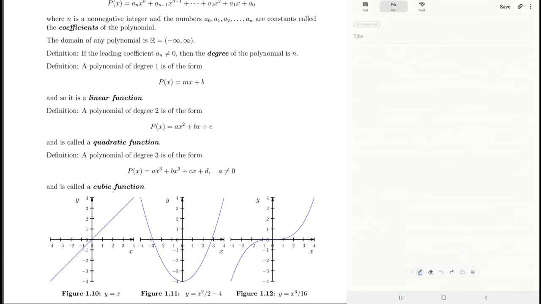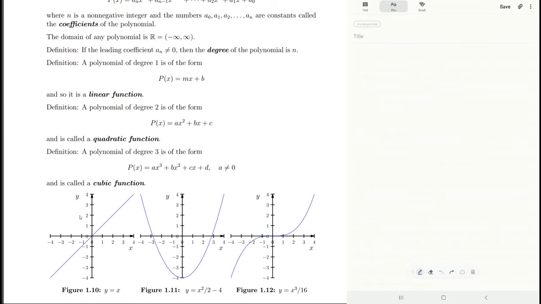So let's have a look at the graphs of these various functions. On the left we have the equation y = x, and the graphs of these linear functions are straight lines. Now in the second figure we have the function y = x squared over 2 minus 4, so these are quadratic functions, and the graphs of these quadratic functions are called parabolas. And on the right we have the graph of the cubic function y = x cubed over 16.